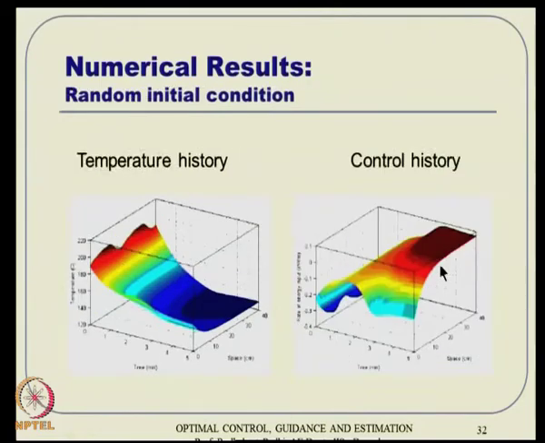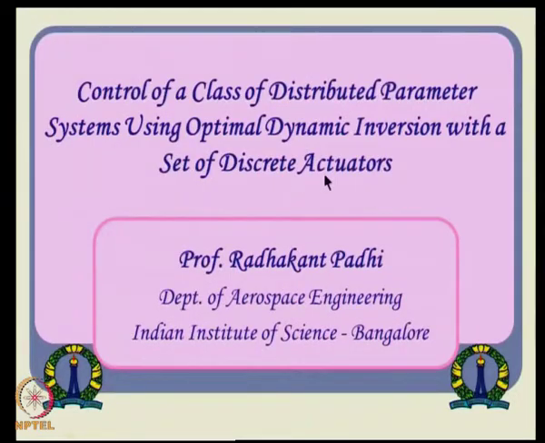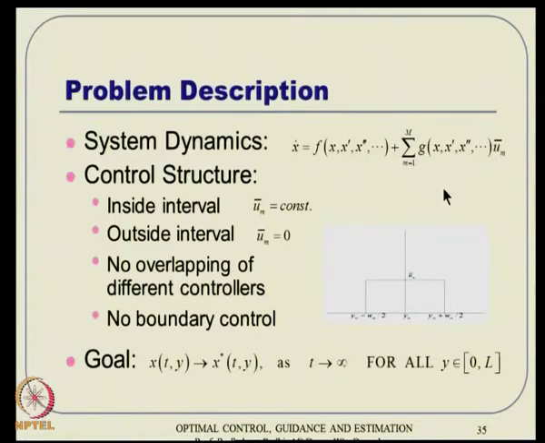So every time you have a nice mathematical solution, but it may not be possible to implement. Here we want to address that concern and ask, how about a discrete set of actuators? You have fixed locations: controller 1 here, 2 here, 3 here like that.